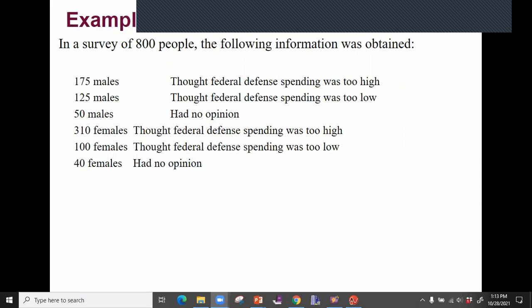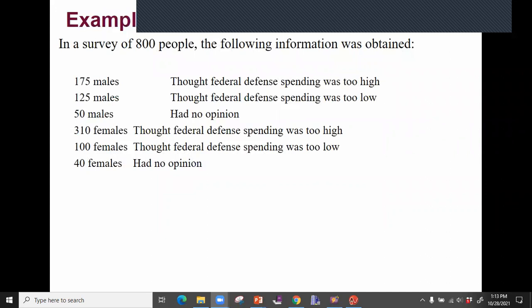We're going to start here with just setting up a matrix from a word problem. So here we have, in a survey of 800 people, the following information was obtained. When you're creating a matrix, you want to think of it as a table. If I want to sort this into data, what things could I sort? What are categories that I can break things into?